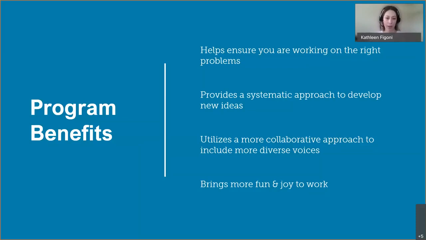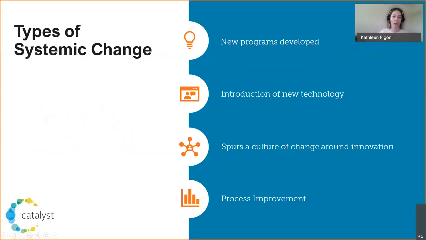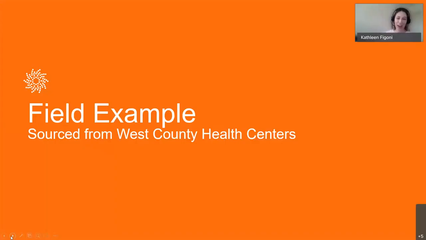So really this blended approach with human-centered design and quality improvement solidified in my mind the importance of doing both. And just to give you some context around the types of systemic change that we see our participants working on solutions with, our catalysts apply these skills and mindsets to everything from technology to organizational culture to process improvement.